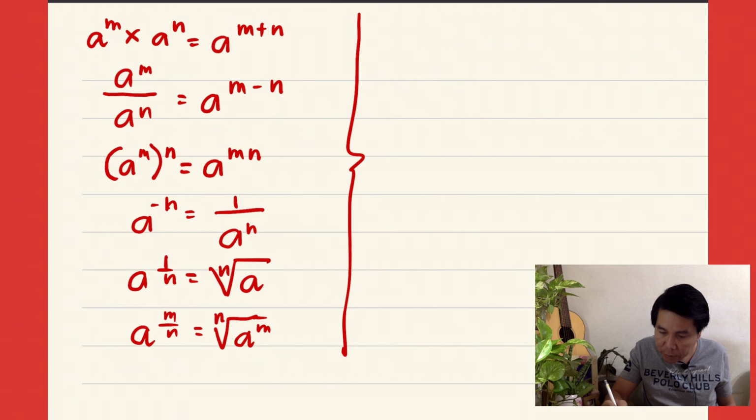And we have the two special indices. So we have a to the 0 power is equal to 1, and a raised to the power of 1 is equal to a.